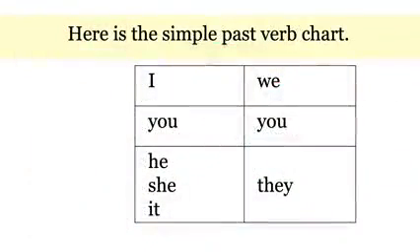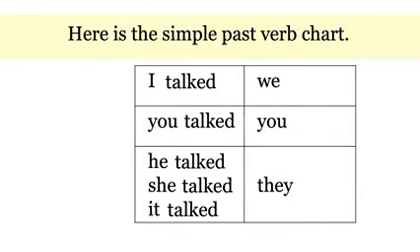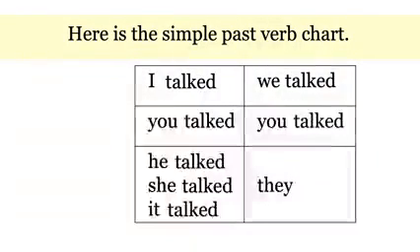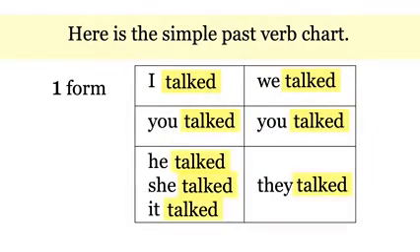Here is the simple past verb chart. We will fill it out with the verb talk, okay? I talked, you talked, he talked, she talked, it talked, we talked, you talked, and they talked. As you can see, there is one form. They are all the same. To make the past, we just add ed.